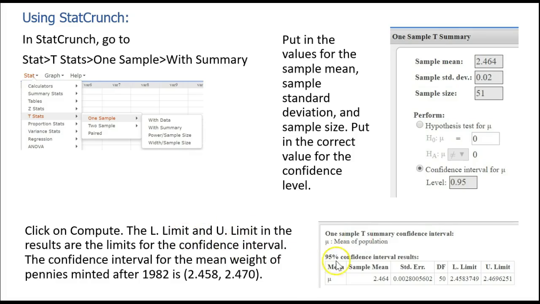When we click on compute, we'll get this set of results. The important things here are the lower limit and the upper limit. Those are the 2 limits for our confidence interval. That gives us our confidence interval for the mean weight of the pennies, which is from 2.458 to 2.470 grams.